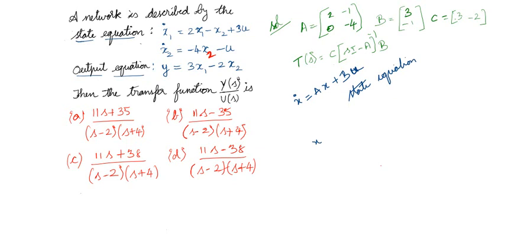Okay, what is x dot? x dot is nothing but your x1 dot and x2 dot. If you observe, writing in matrix form, this becomes 2, minus 1, and for u it is 3. For the second row, x1 is not there, so I put 0 in place of x1. So x2 is there, so the x2 coefficient is minus 4. Try to write things in matrix form, thereby you will get A, B and C. C you can obtain from the output equation, that is your output y is equal to C into x.